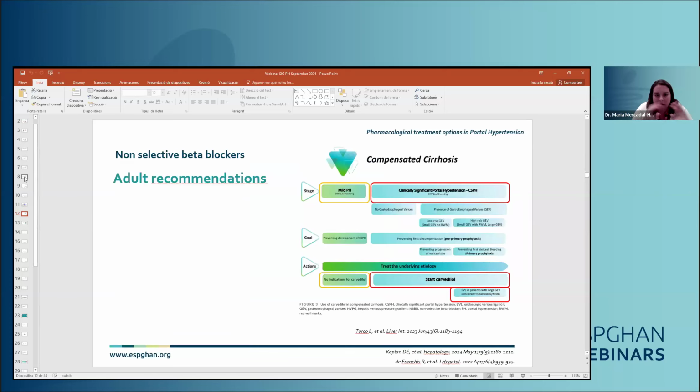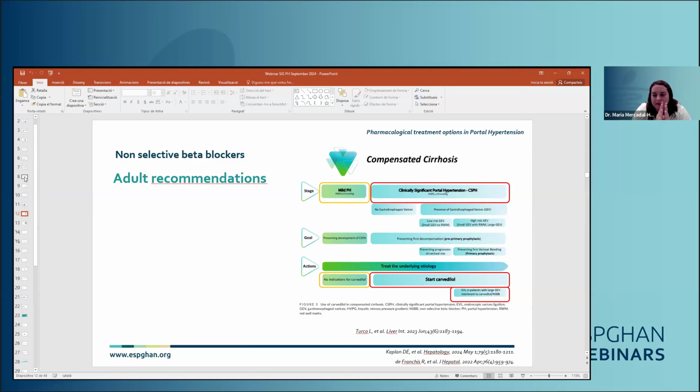So here, this setting is compensated cirrhosis. You have a patient with mild portal hypertension. It's still not indicated to start carvedilol because it doesn't actually prevent the development of what we call clinically significant portal hypertension. If you actually have a patient with clinically significant portal hypertension, having varices or not, you should start carvedilol. We're talking about adults here. We can discuss children once we get there.